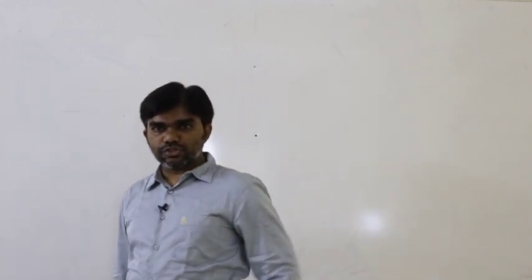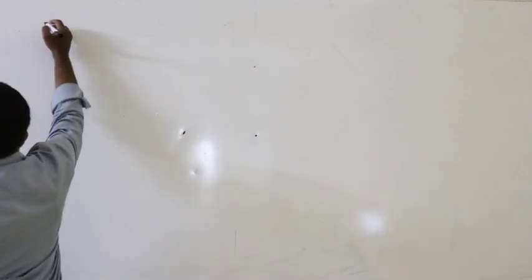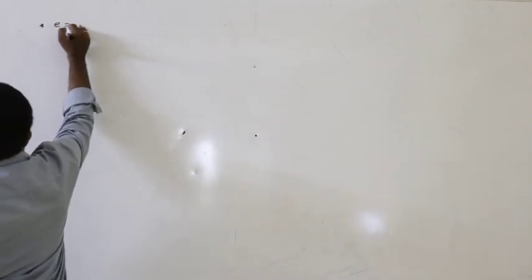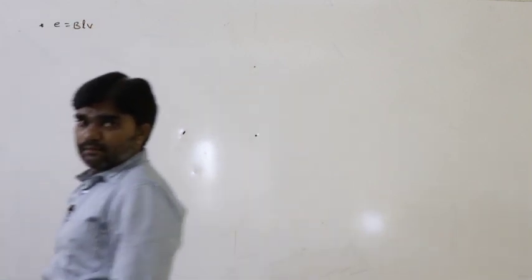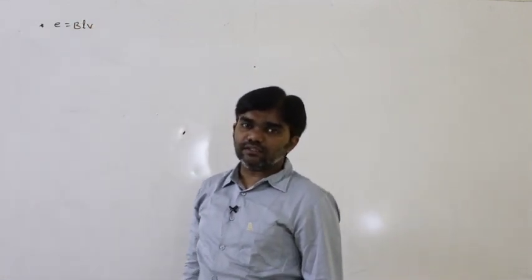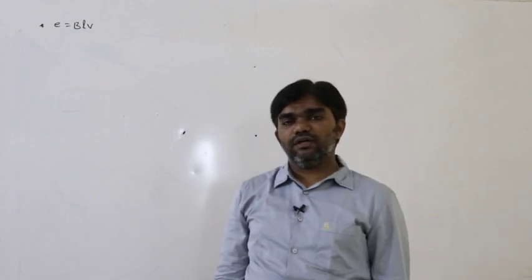So okay, good morning everybody. So we are discussing applications of motional EMF. So motional EMF is how much? It is E is equal to BLV. B is the magnetic field, L is the length of the conductor, V is the velocity of the conductor.